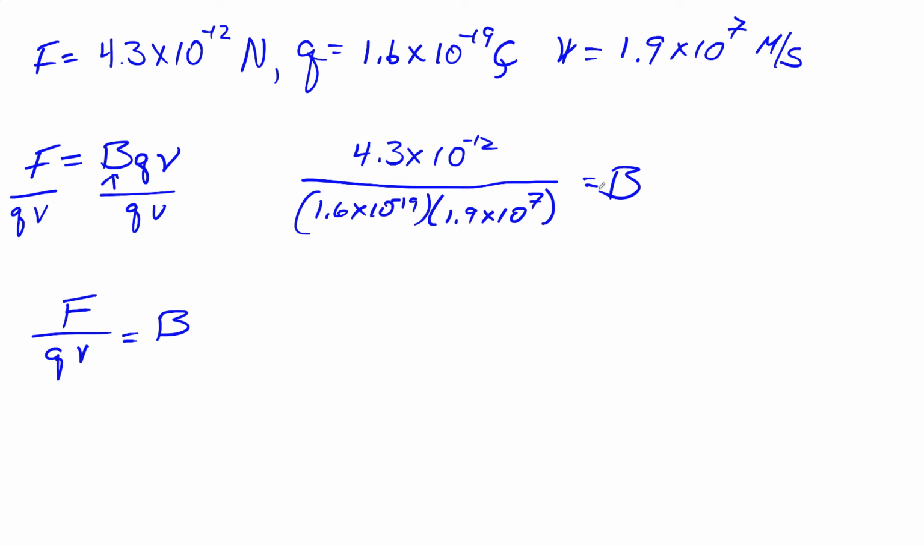I'm getting my handy dandy calculator out. You guys should have one too. So 4.3 times 10 to the negative 12, divided by the quantity of 1.6 times 10 to the minus 19 times 1.9 times 10 to the, oops, positive 7. Don't make the same mistake I did. When we solve this, our magnetic field B is going to be 1.41 Tesla. So that is the answer for this.